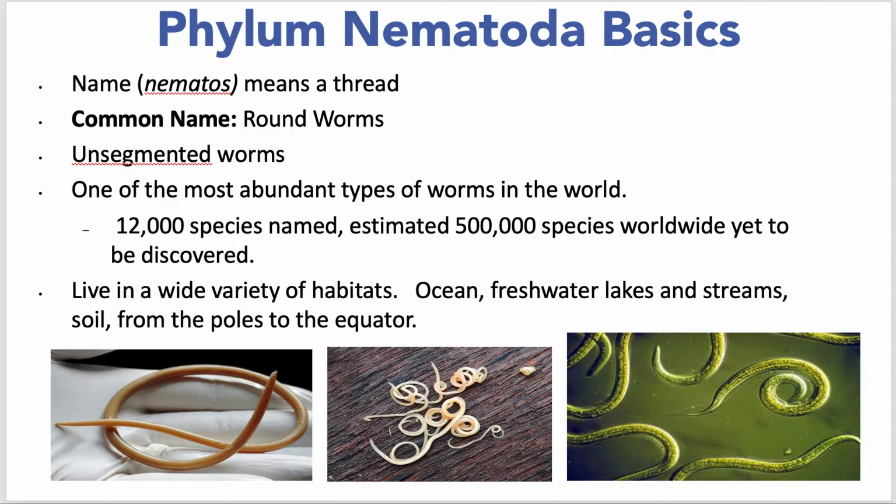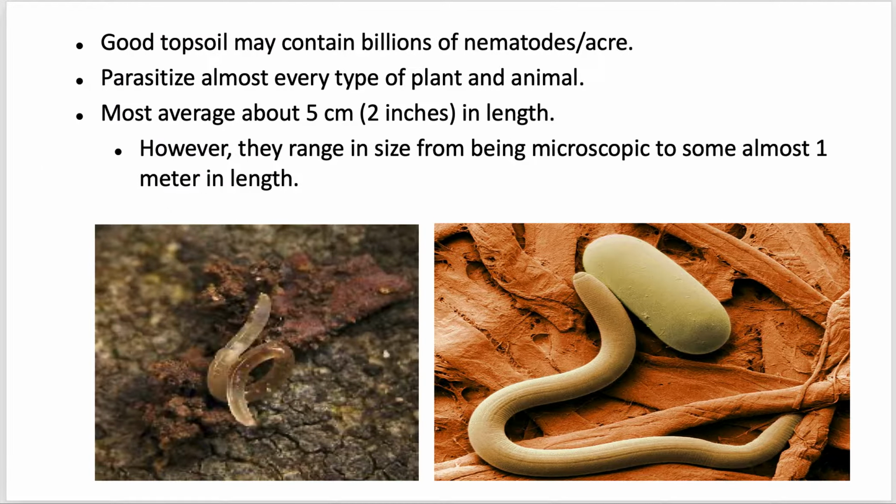They are considered unsegmented worms, and they're one of the most abundant types of worms in the world, with 12,000 species named, and there's estimated to be half a million species worldwide yet to be discovered. They do live in a variety of habitats, including fresh and salt water, in the soil, as well as all the way from the poles to the equator. So they're pretty much in all kinds of climates. So just for example, good topsoil may contain billions of nematodes per acre, and they're parasites to basically every type of plant and animal. So they can infect a lot of stuff.